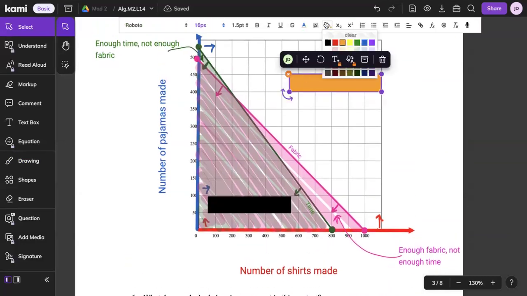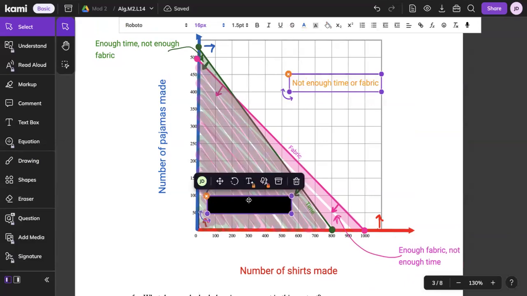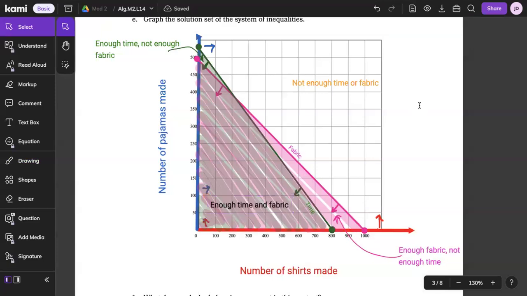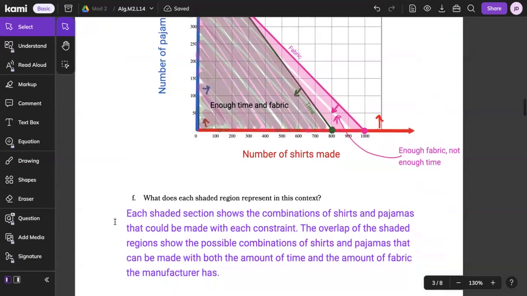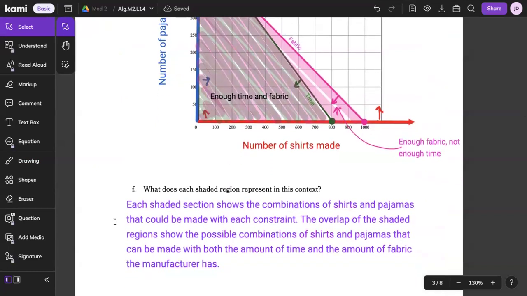So I just labeled the rest of these for you. The section at the top that doesn't have any shading at all is just there's not enough time or fabric. We definitely can't make them. And then this overlapping section is the ones that have both enough time and fabric to make them. So then what this shows here, each shaded section shows the combination of shirts and pajamas that could be made with each constraint. The overlap of the shaded regions show the possible combinations of shirts and pajamas that can be made with both the amount of time and the amount of fabric the manufacturer has.